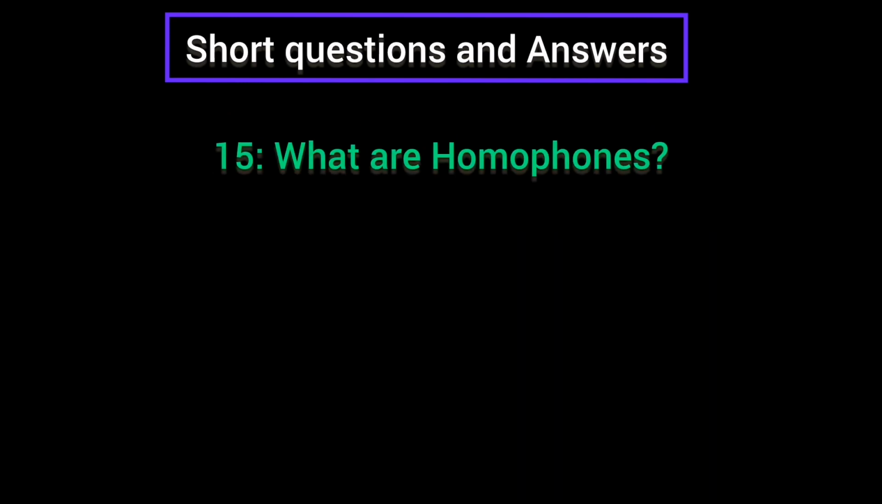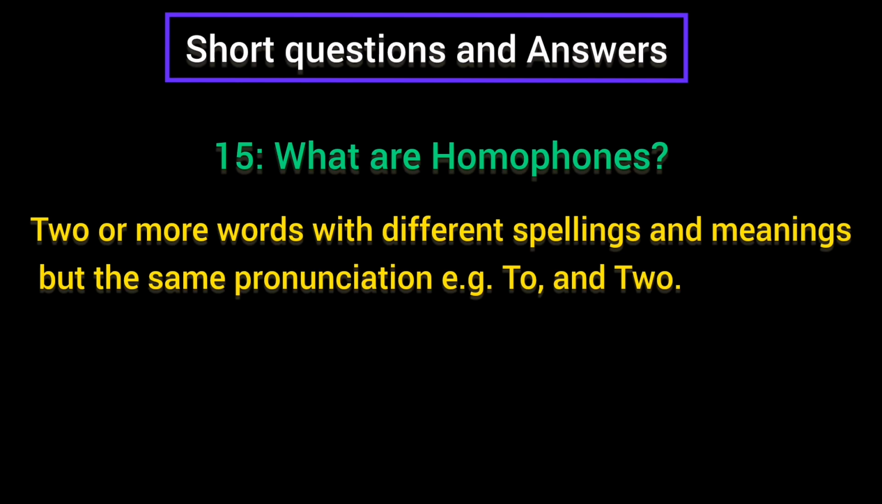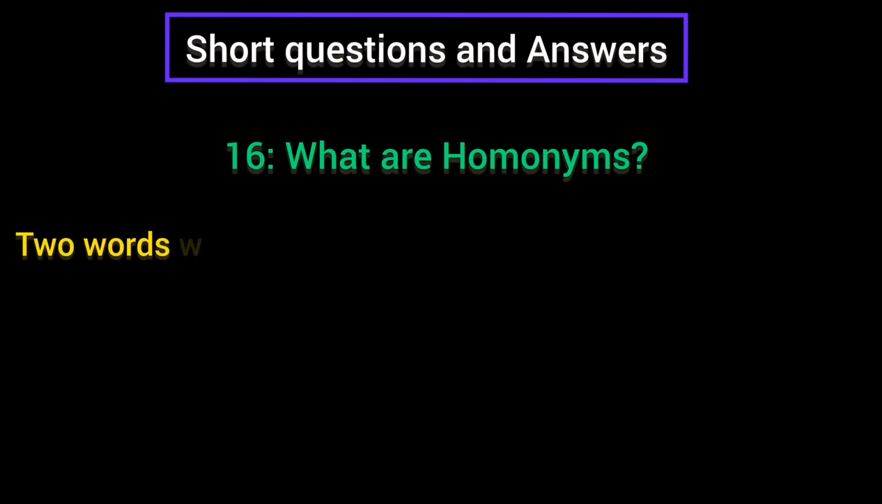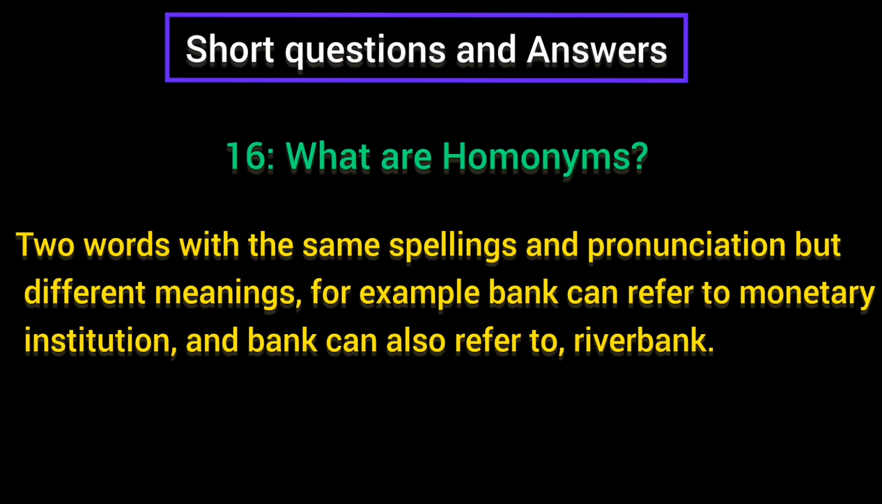What are homophones? 2 or more words with different spellings and meanings but the same pronunciation. For example, two and two. What are homonyms? 2 words with the same spellings and pronunciation but different meanings. For example, bank can refer to monetary institution, and bank can also refer to riverbank.